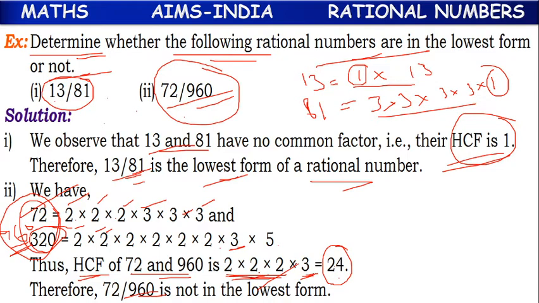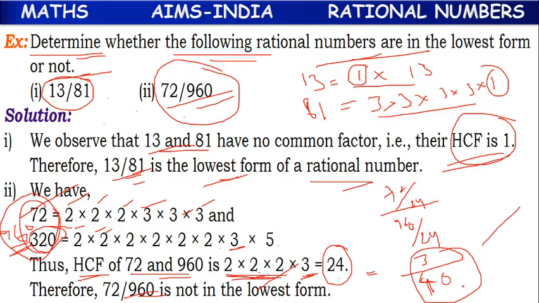So how to make it into lowest form? We can divide 72 by 24 and 960 by 24. 24 times 3 is 72, 24 times 40 is 960. So 3 by 40. 3 by 40 is the lowest form of 72 by 960.